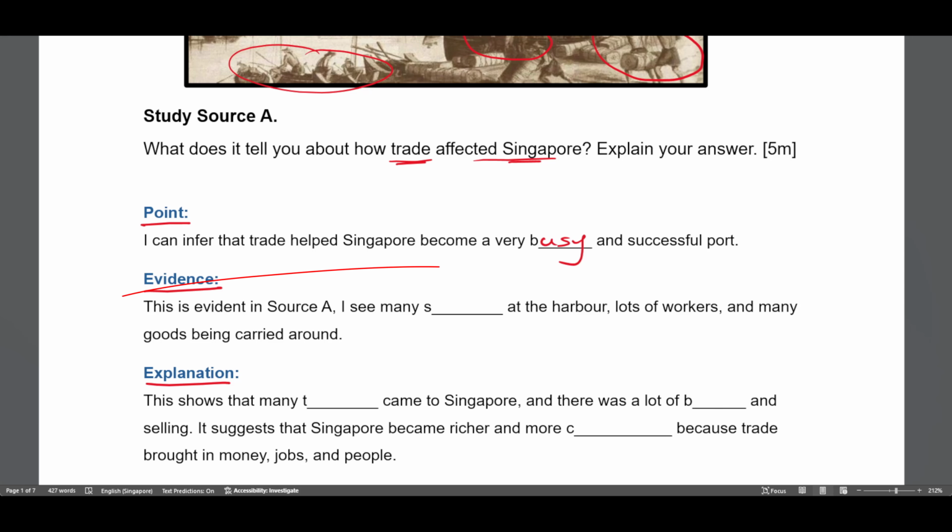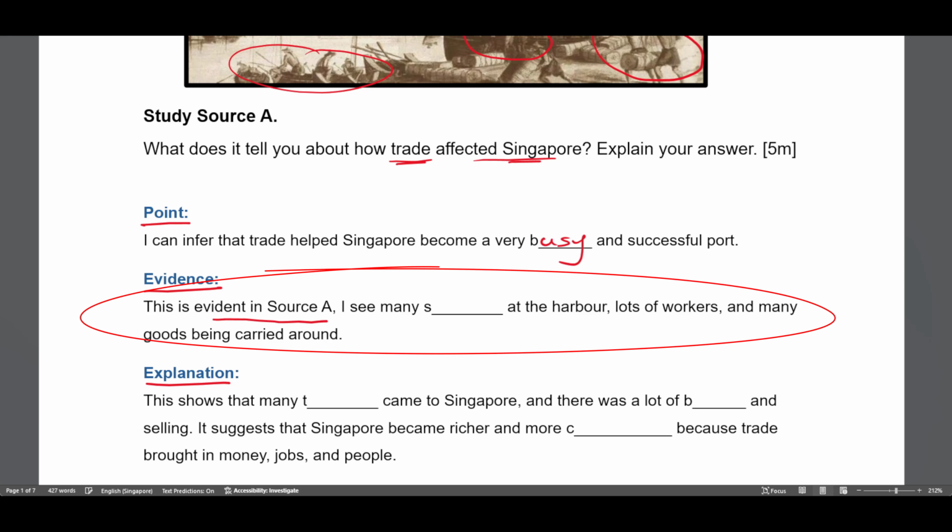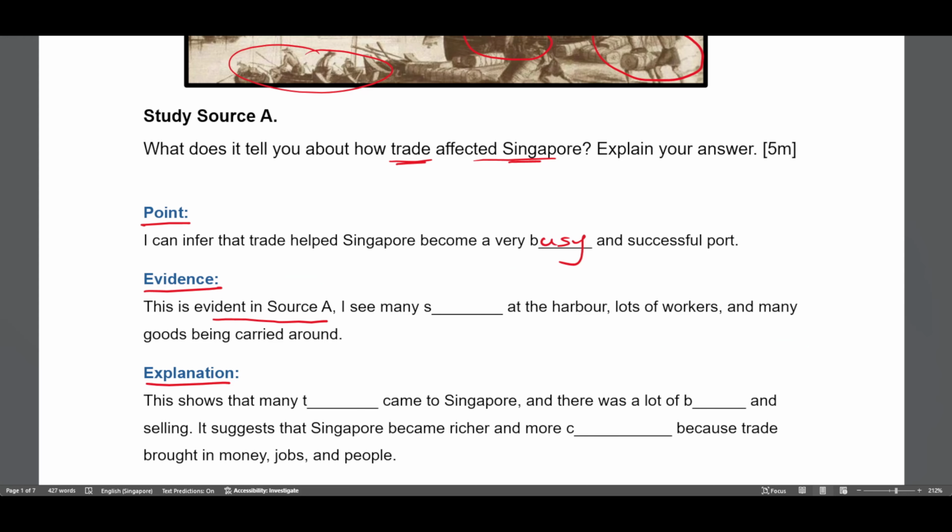So your evidence, you can say this is evident in source A. I see something at the harbor, so you can say ships, lots of workers, and many goods being carried around. So that's what you see. So when you give evidence, you are just describing what you see. When you are giving your inference, never copy anything. Never copy from the source. Never. This is very important. Never copy from the source when you're giving your inference. The only time you can copy from the source is when you're giving evidence.